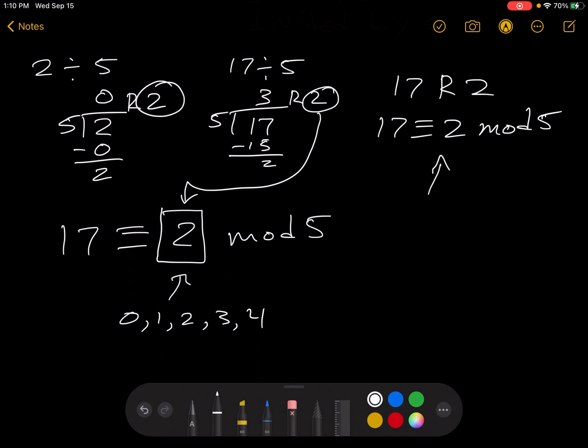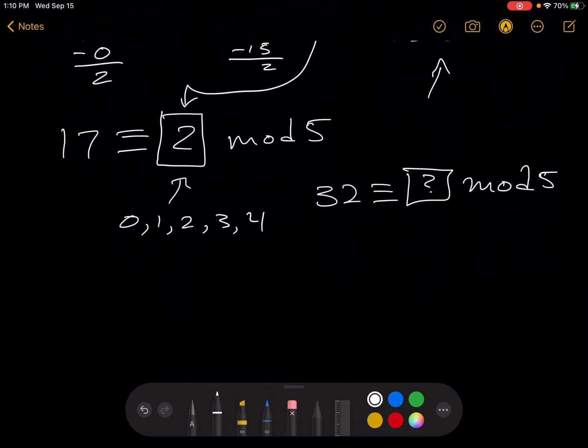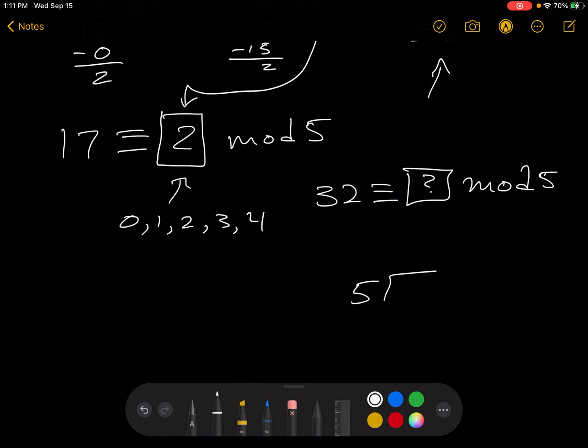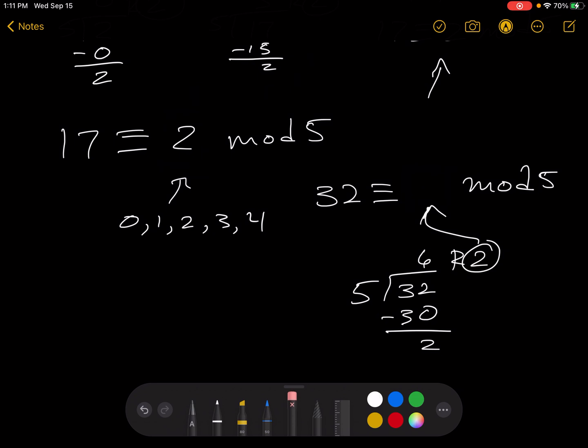Another situation you might see is something like 32 is congruent to what, mod 5. Well, that's easy to solve. All you've got to do is say, 5 divides into 32, 5 times 6 is 30. Subtract, you get a remainder of 2. That's your answer right there. It's 2, your remainder when you divide by 5. That's all you've got to do for those.